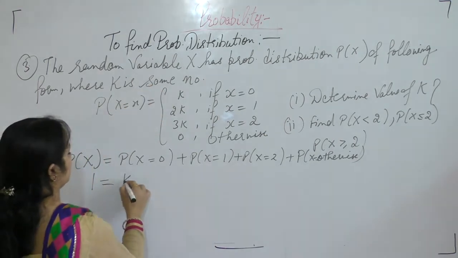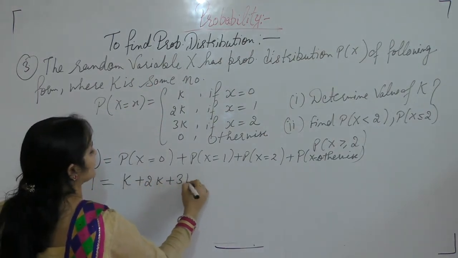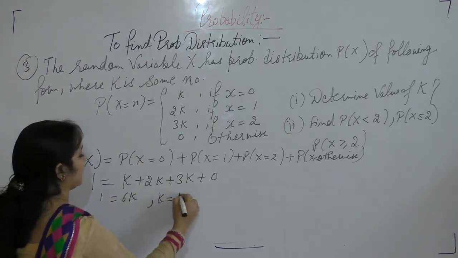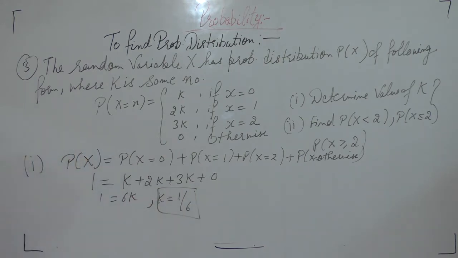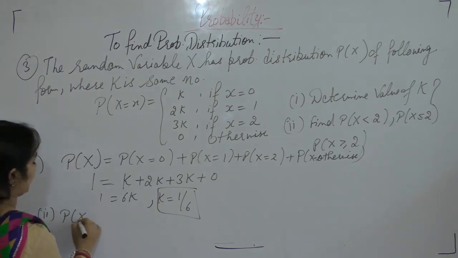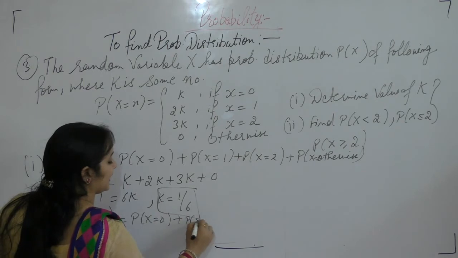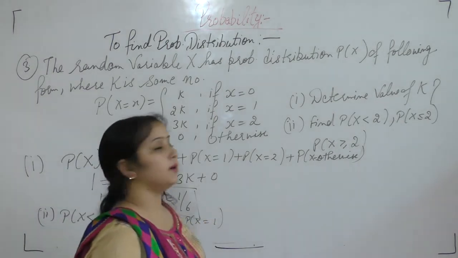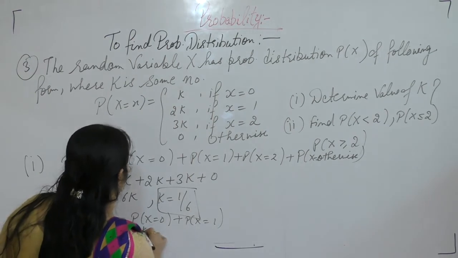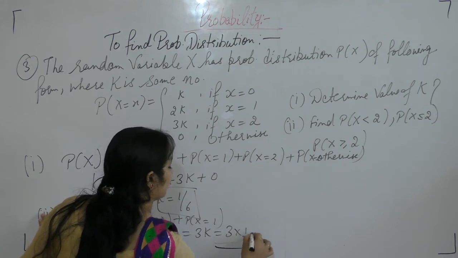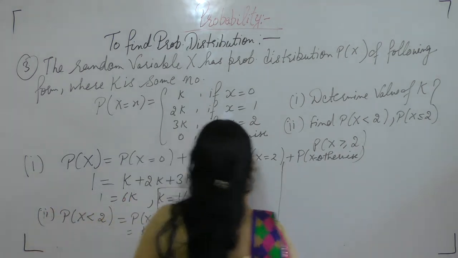The probability at x equal to 0, 1, 2 gives k plus 2k plus 3k. 1 plus 2 plus 3 is 6, so 6k is 1. So we get the value of k as 1 by 6. Now the second part: the probability of x less than 2 means the probability at x equal to 0 and at x equal to 1, which is k plus 2k, that is 3k. Put the value of k as 1 by 6, so it is 1 by 2.